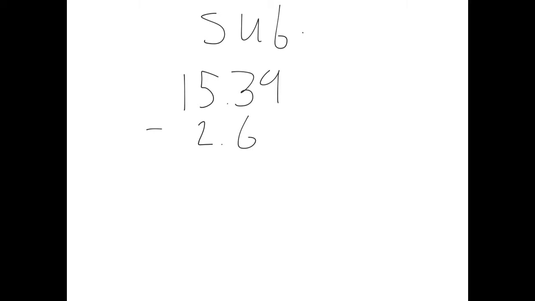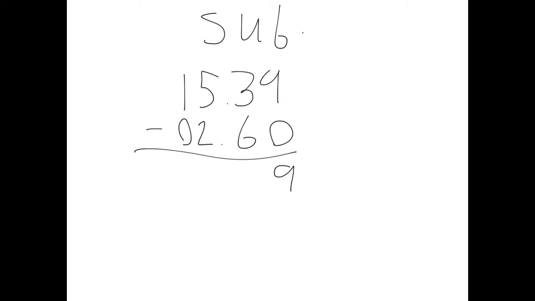Okay, so now we are going to subtract. We're just going to put subtraction. And our subtraction question is 15.39, so 15 and 39/100ths, minus 2.6, so 2 and 6/10ths. Put the placeholders so you don't get confused and everything lines up. Good stuff.